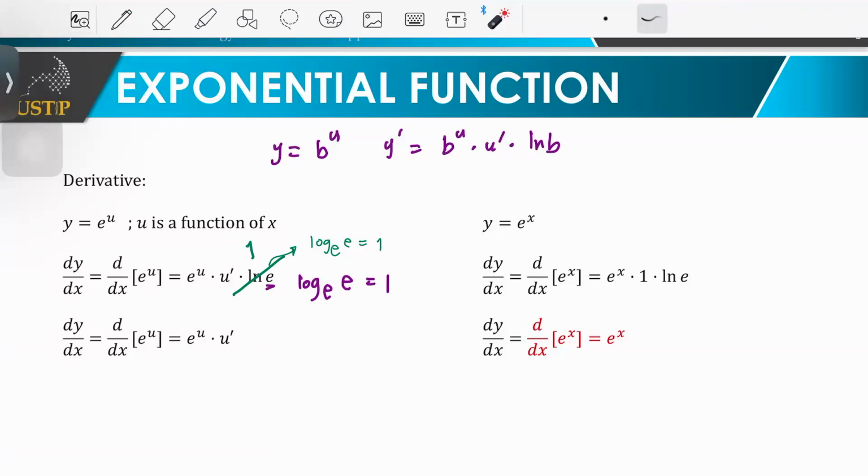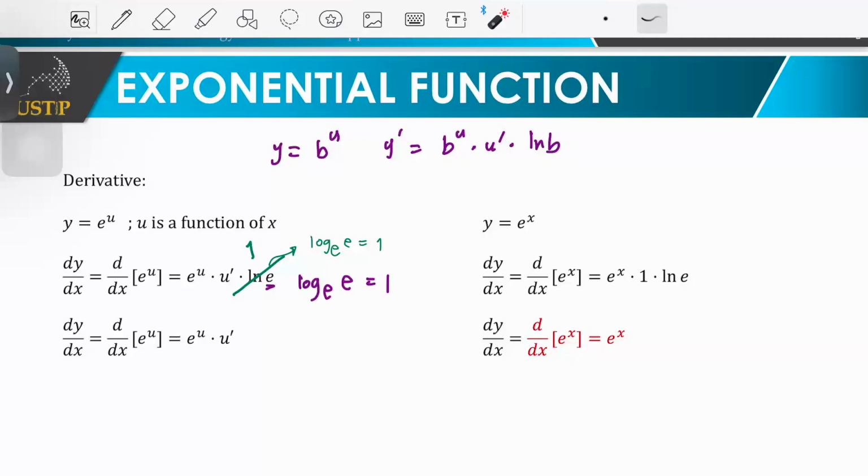Okay? Again, kung daghan na kayo mag-memorize, pwede na di mag-memorize, basta kabalo mo ani. Okay? Pero it's so easy kung ma-embed na sa inyong mind kining e to the u, e to the x. Because we know nga ang ln e kay mahimo ra man ng 1, so ma-shorten pa gid ang ato ang derivative sa e to the u.